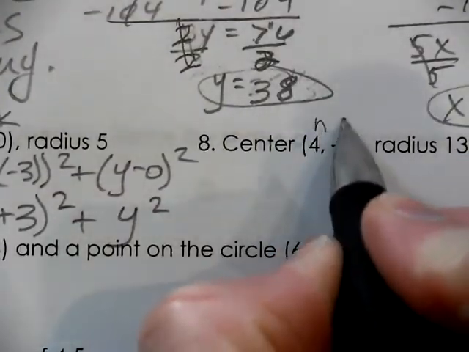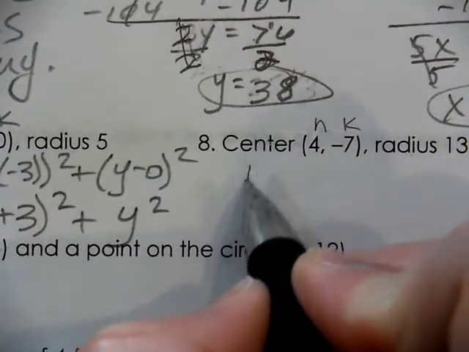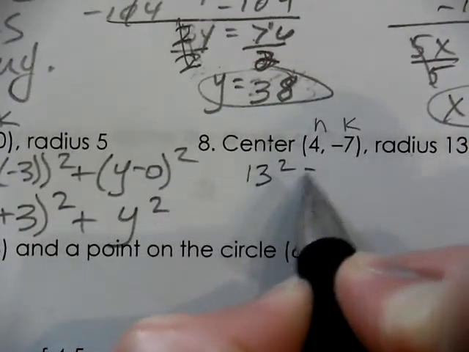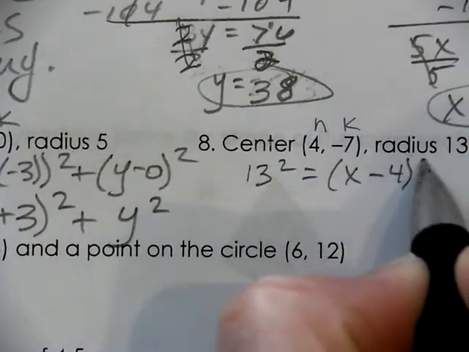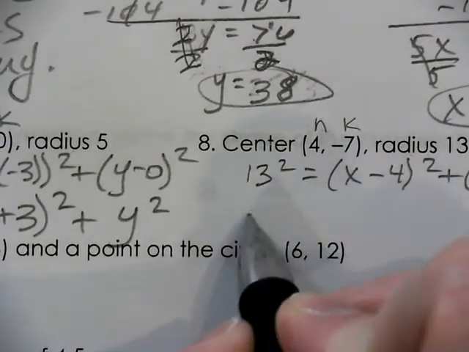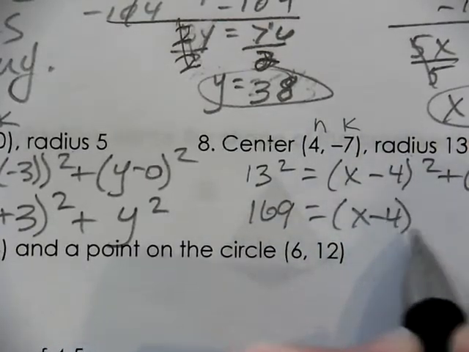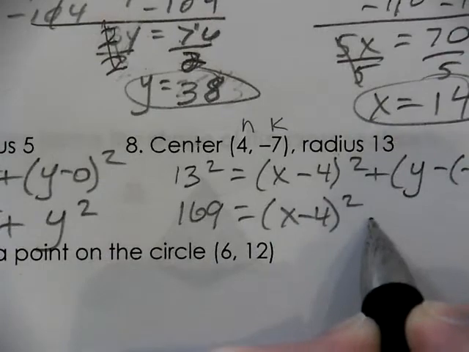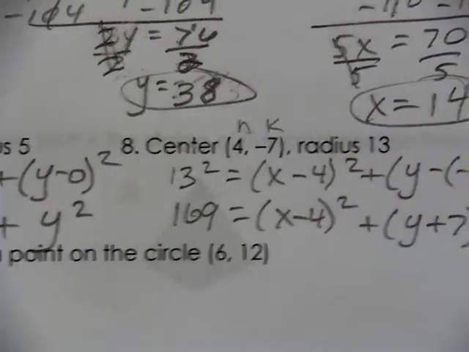Again, this is our h and our k. So our radius is 13. So we square that, and we get x minus 4 squared plus y minus negative 7 squared. 169. X minus 4 squared plus y plus 7 squared.